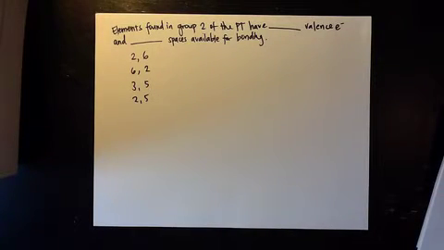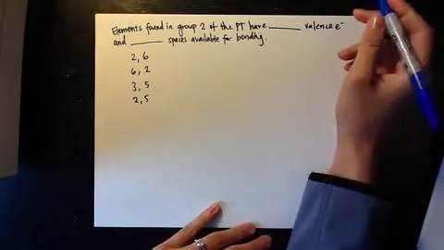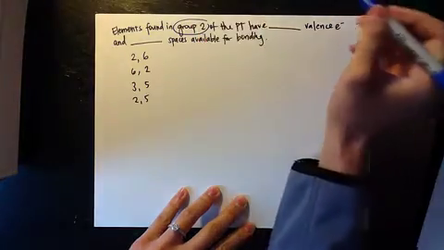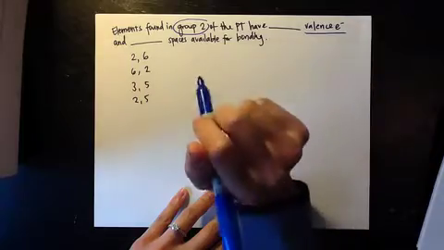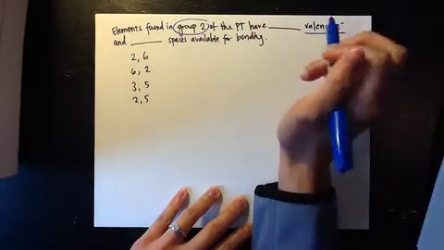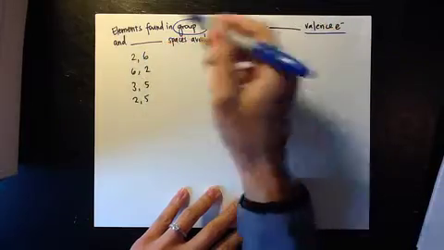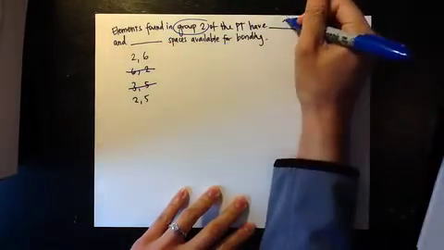Elements found in group 2 of the periodic table have blank valence electrons and blank spaces available for bonding. I already know that it's group 2. If it's group 2 and we're talking about valence electrons, it's going to have 2, right? The number of valence electrons is found by looking at the group number. So I can cross out this and this because we know it has to have 2 valence electrons.